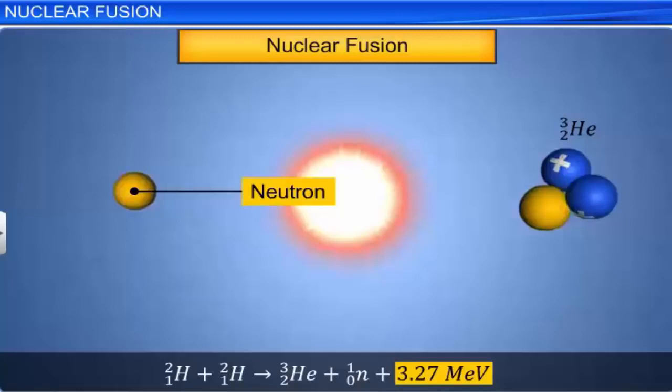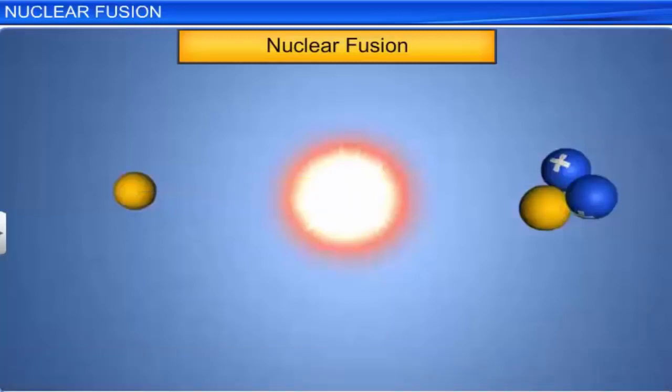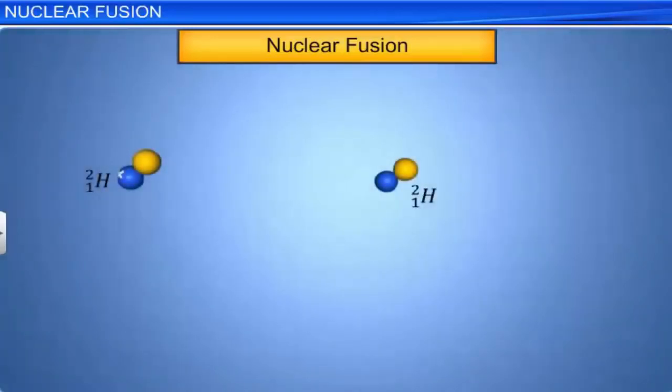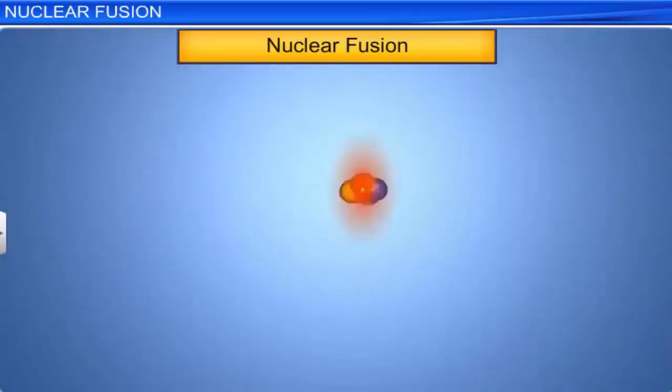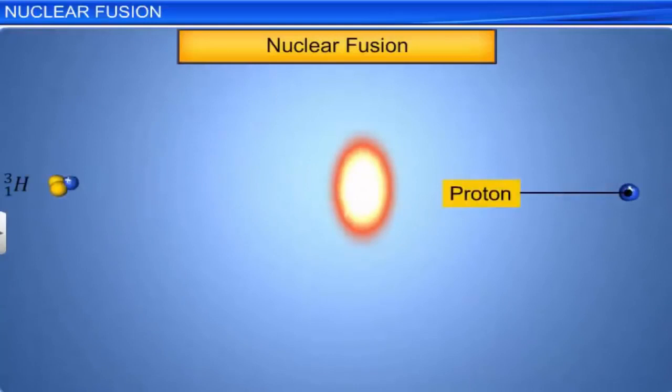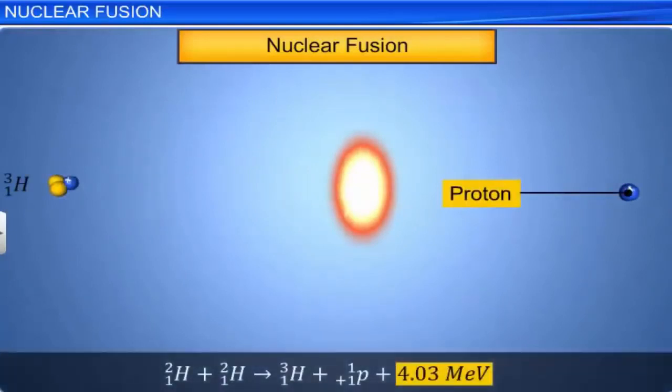Two nuclei of deuterium can also fuse together to form a nucleus of tritium, releasing an energy equal to 4.03 MeV along with a proton. In all these nuclear fusion processes, we see that two nuclei combine to form a heavier nucleus.